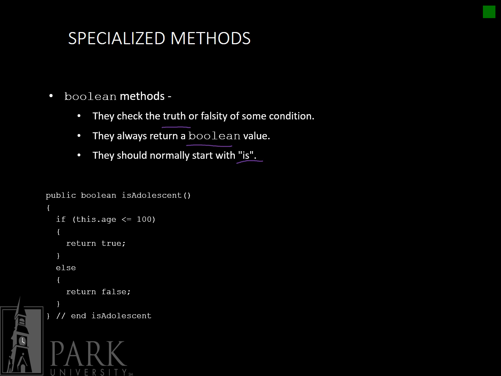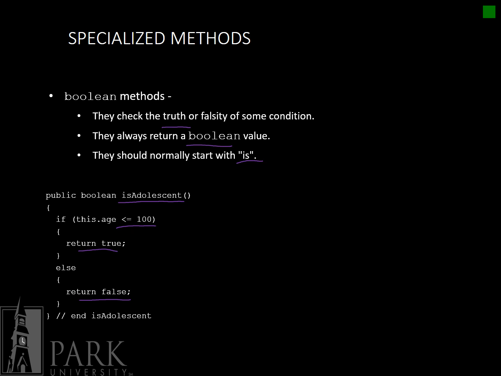So if we take a look at an example, we could use this with our mouse. We've been looking at this mouse class this whole unit. isAdolescent. Okay, well, we're considering an adolescent mouse to be less than or equal to 100. So if the mouse is adolescent, calling the isAdolescent method will return either true or false, right? And that's it. That's all there is to it.